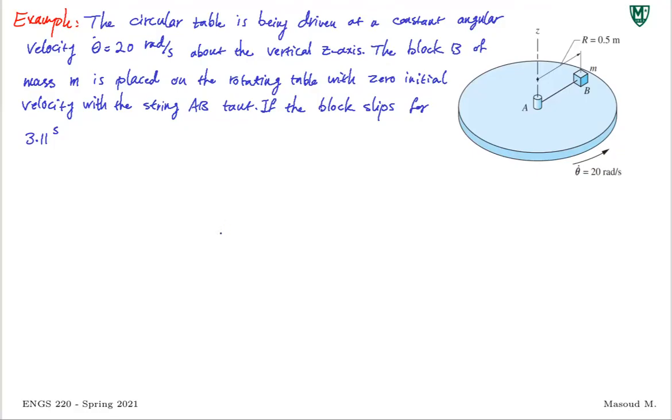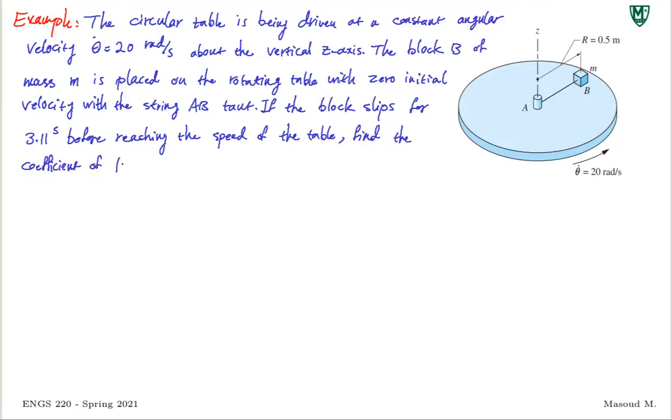before it reaches the speed of the rotating table, we're told to find the coefficient of kinetic friction between the block and the table.